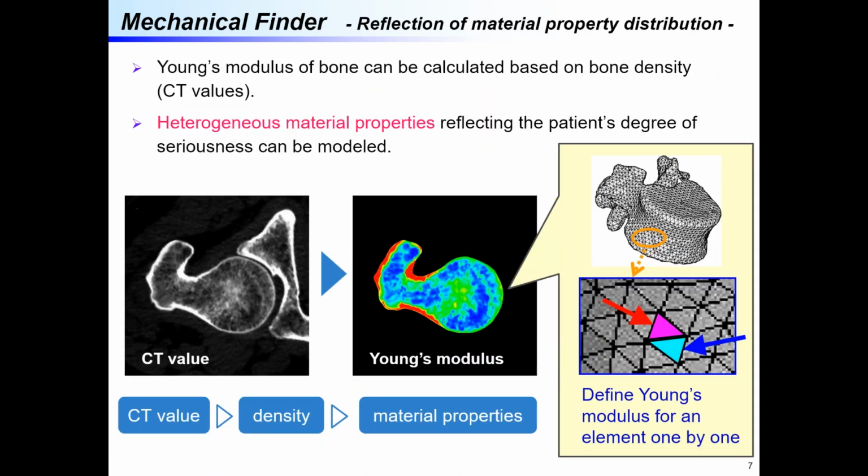Easy reflection of material property distribution of bone is one of the advantageous features of the Mechanical Finder. Young's modulus of bone can be calculated based on bone density by defining it for an element one by one in this way. So heterogeneous material properties reflecting the patient's degree of seriousness can be modeled.